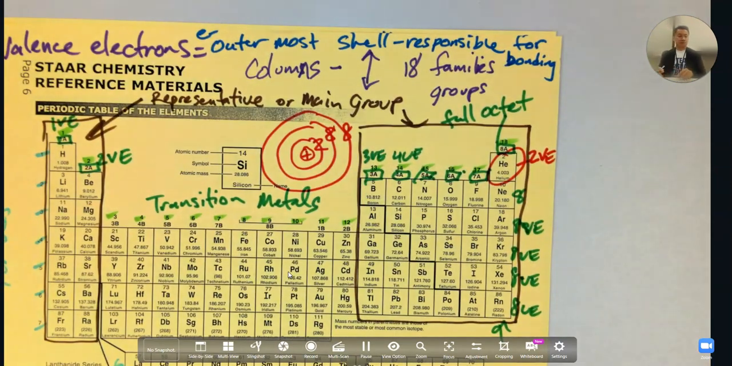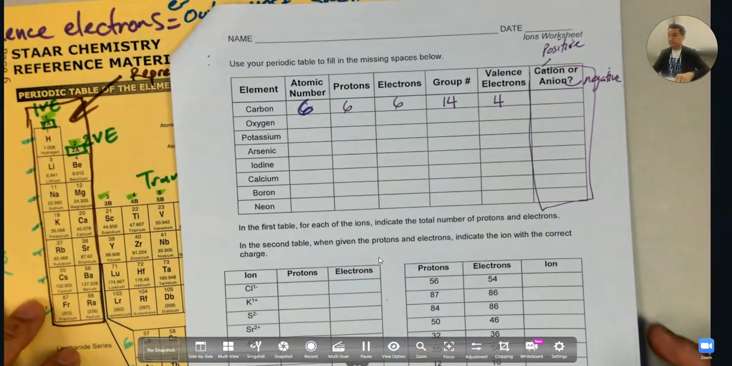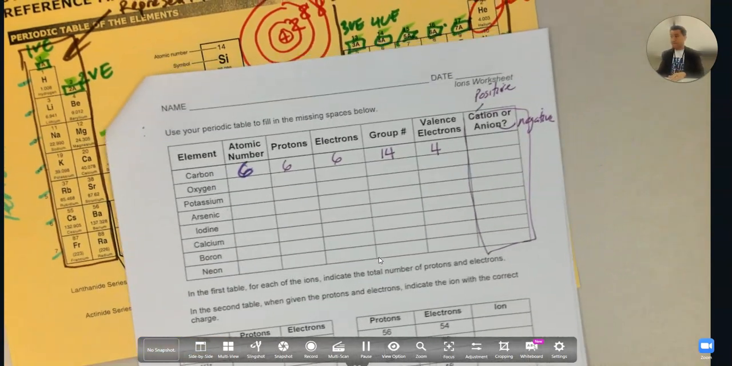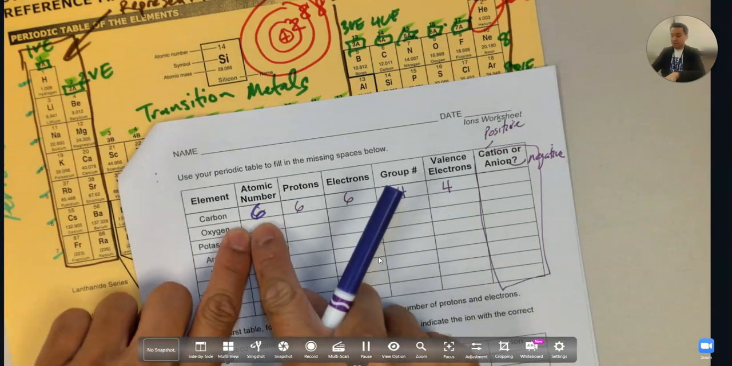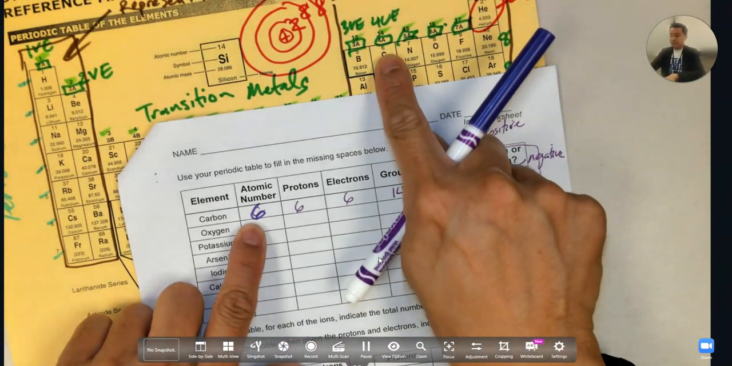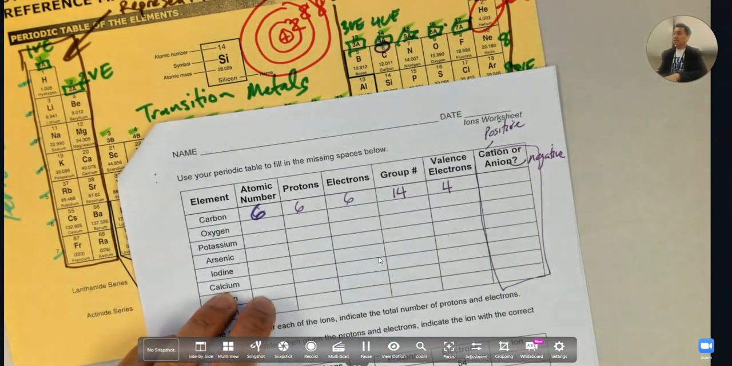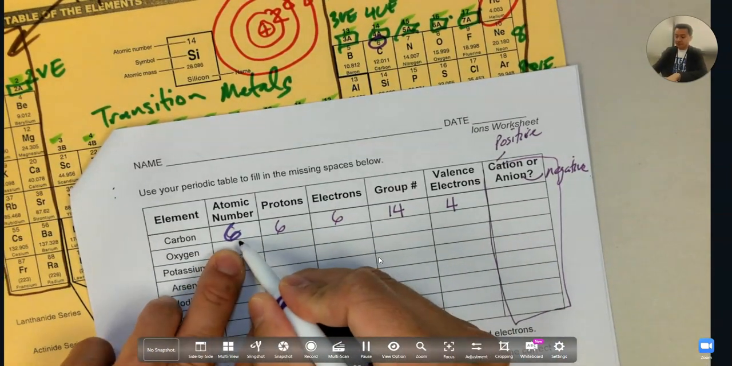Okay? With that said, you have this worksheet in front of you. I'm going to use a used worksheet because I don't want to waste another sheet. Find the element carbon, for example. The atomic number is the number on top. Carbon has atomic number 6. We put in 6.